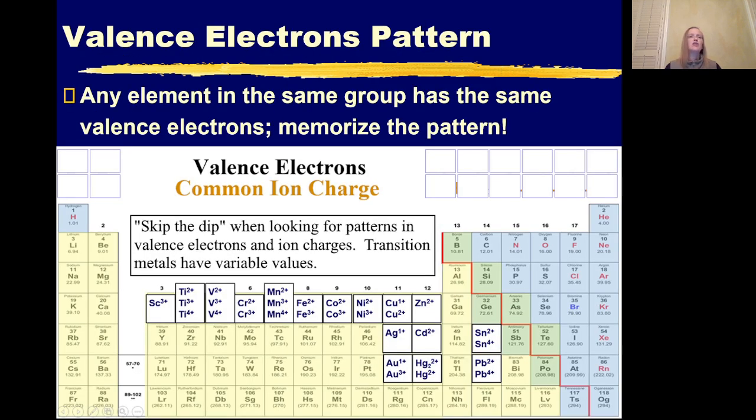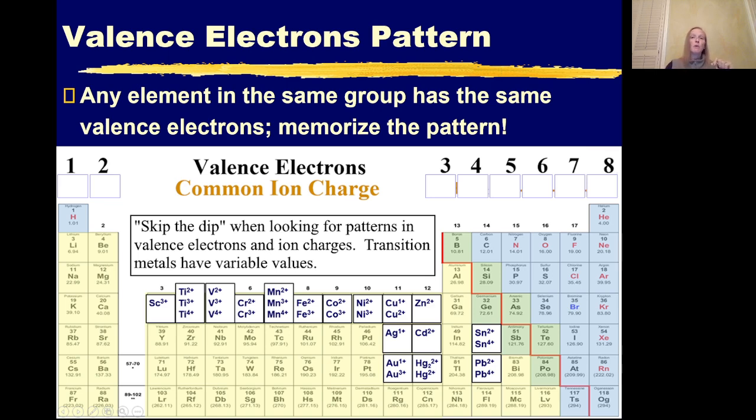And in fact, in general, there is this pattern of valence electrons that is very simple and straightforward. You don't have to calculate it every single time. It's very easy to just memorize. Any element in the same group has the same valence electrons. Everything in group 1 has 1 valence electron. Everything in group 2 has 2 valence electrons. Everything in 13 has 3 valence electrons, then 4, then 5, then 6, then 7, then 8.